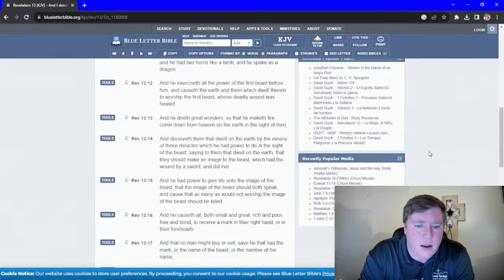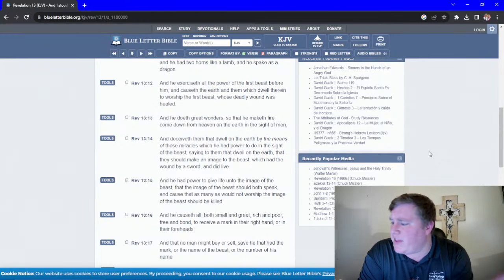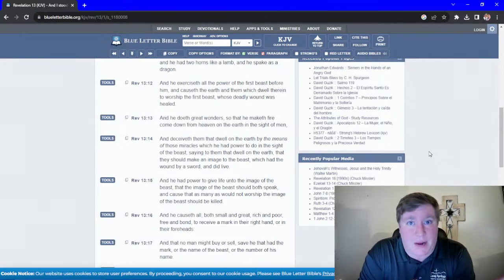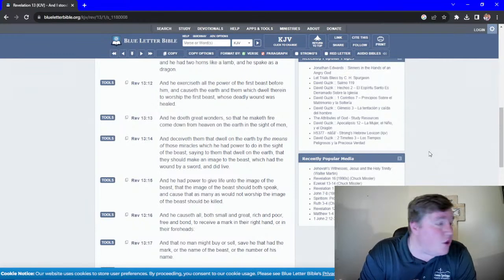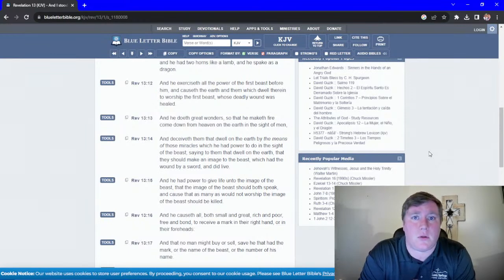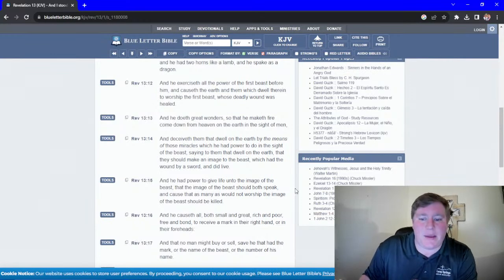Well, let's go to verse 15. "And he had power to give life unto the image of the beast, that the image of the beast should both speak and cause that as many as would not worship the image of the beast should be killed." Now, why do I think it's a minaret? Because it has the power to speak, right? It calls Muslims to prayer. And believe me, you go to some of these Muslim countries, you're a business owner, whatever, and you don't pray when it calls you to prayer or do what it tells you to do, they will kill you, sack your business, and harm your family. That's no joke. It's happened before. Look it up. That's why I think it's a minaret.